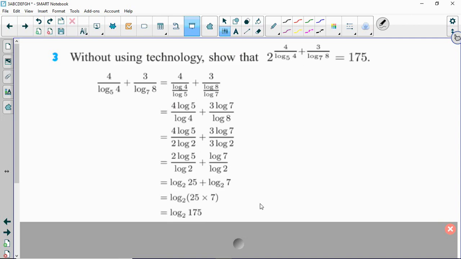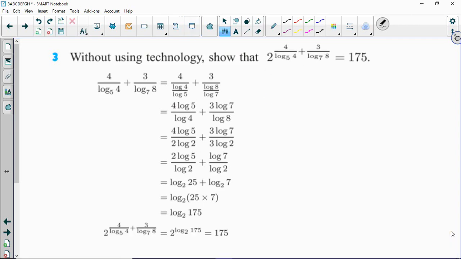And now we have 2 to the power of log base 2 of 175. So the exponential and the logarithm cancel out, and we just have 175. I've never seen an exam problem that looked like this. This is a rare example of a book homework question being, I think, harder than what the IB is likely to ask. But that's a nice exercise to go through.